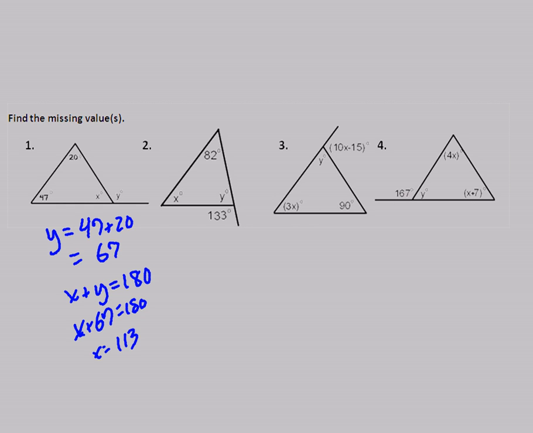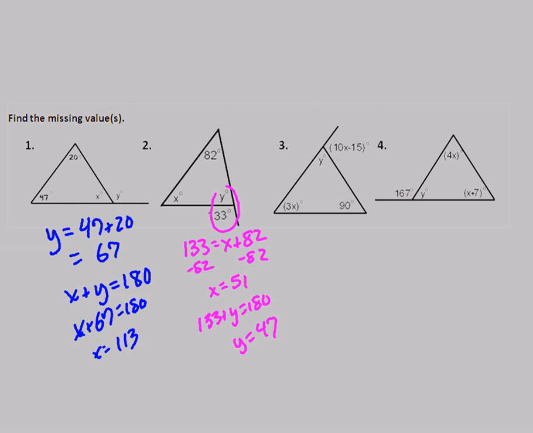Number 2, very similarly, 133 is the exterior angle. It must equal the sum of x and 82. Subtract 82 from both sides, and I should get that x is equal to 51. To get y, I can either look at triangle sum, x plus y plus 82 equals 180, or with this straight line, 133 plus y equals 180, which leaves me that y equals 47.